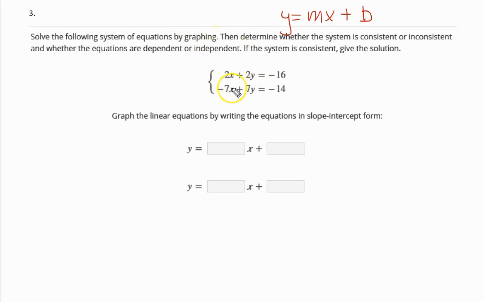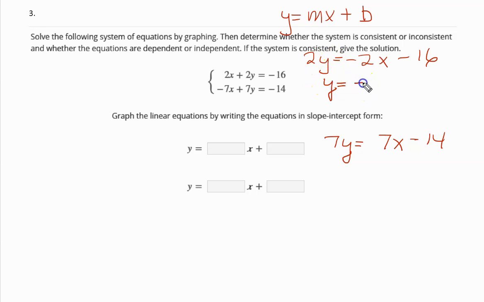Here are the equations in the standard form. They want you to solve for the letter y, put it in slope-intercept form, and that'll be our next little task. So we'll pause. Let's see what you get. So we transpose the 2x on this side becomes a negative 2x. Divide everything by 2 and we get y equals a negative x minus 8.